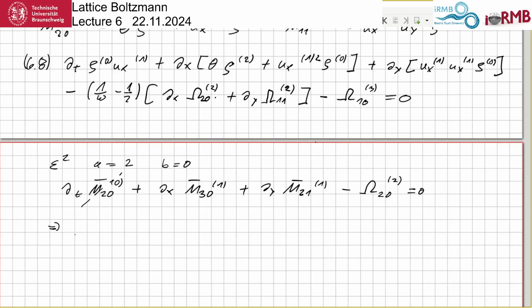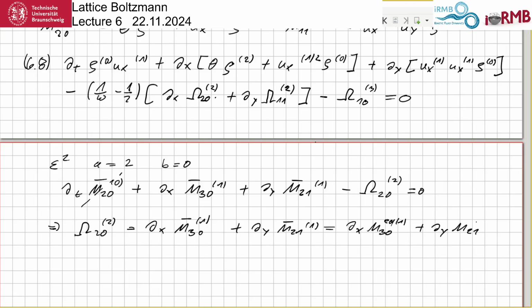Now what we have to do is look into omega to second order, which is dx M30 to first order plus dy M21 to first order. Since they are only to first order and the first order of the collision operator is also always disappearing, we know that this here is equal to their equilibrium. So we only need the equilibrium of the third order moments, which is something that we've discussed a lot before. M12 first order is equal to 0.